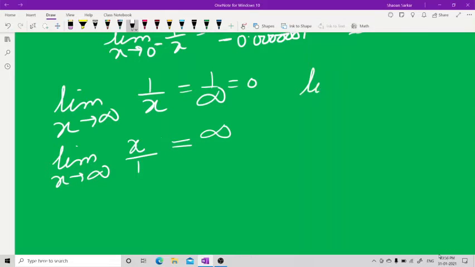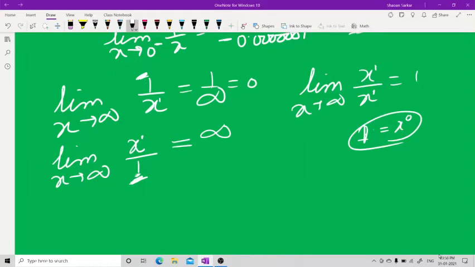Suppose I have, like this, limit x tending to infinity, an x and an x. I'll get 1 because the power of this and this are the same. Here the power of x is more, and here it is x. 1 means x to the power of 0, basically. Nothing more than this. Okay, fine.